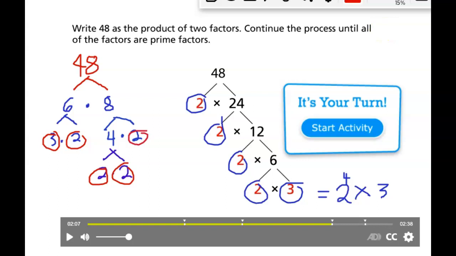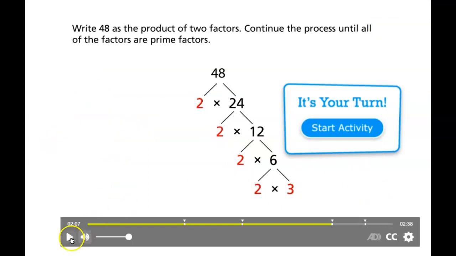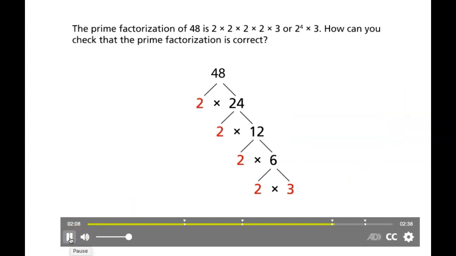All right, let me clear this up. The prime factorization of 48 is 2 times 2 times 2 times 2 times 3, or 2 to the 4th power times 3. How can you check that the prime factorization is correct? How will we know that the prime factorization we have is really correct? What are we going to do? Anyone?